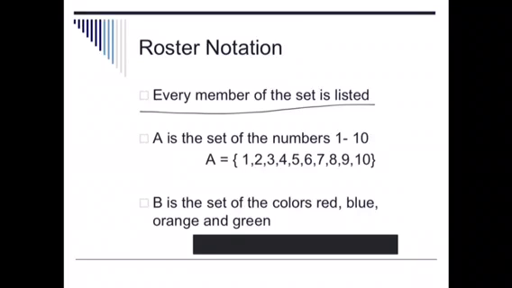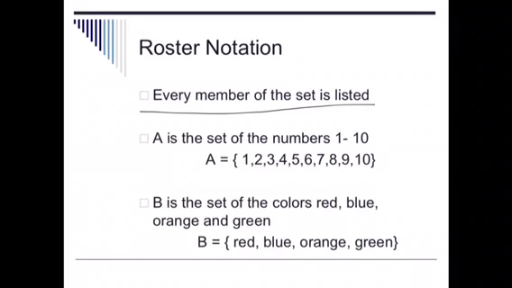If I define set B to be the set of the colors red, blue, orange, and green, then for my roster notation, I just list out all of the colors: red, blue, orange, and green. So again, roster notation means that you list everything within the set.